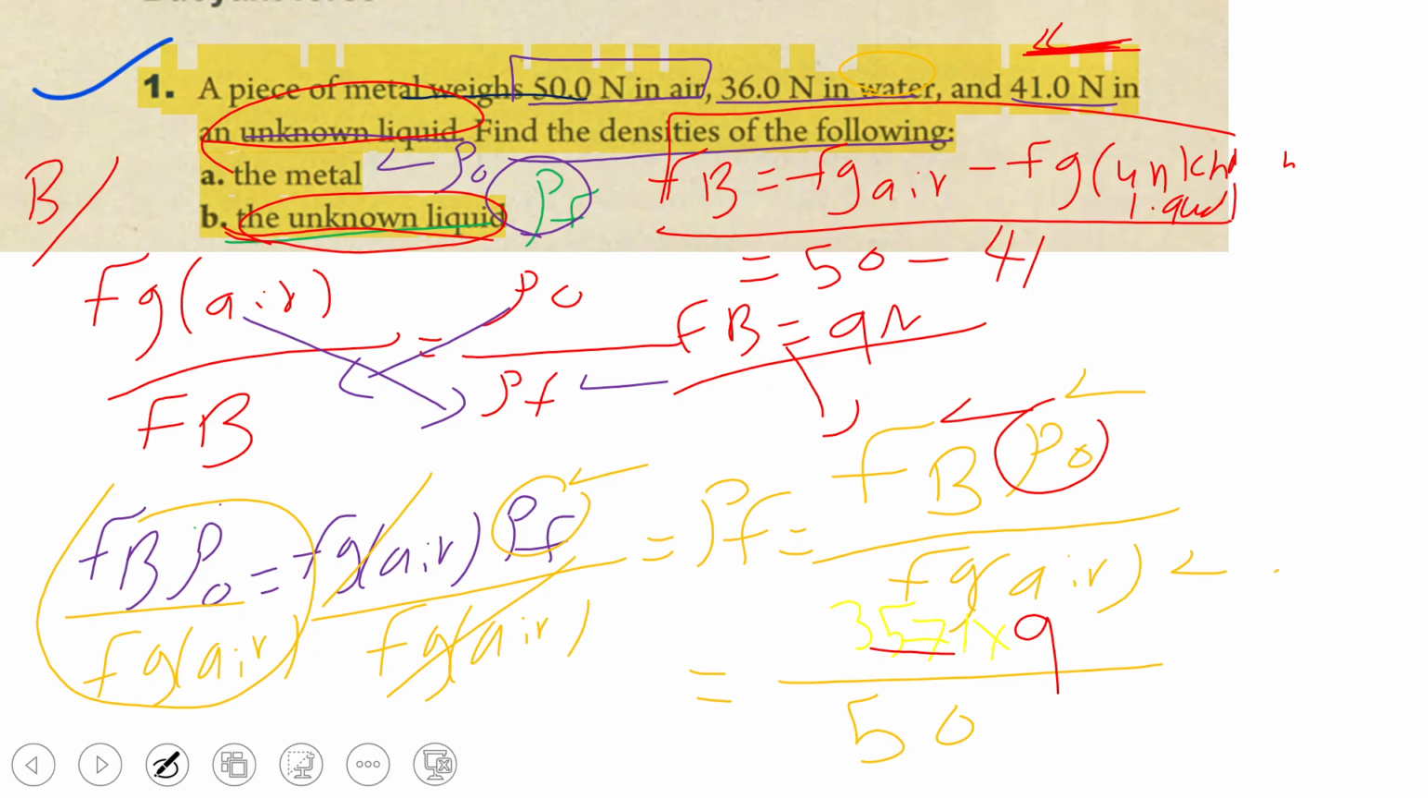So multiply the answer, let me check the answer. 3571 times 9 and divide by 50. The answer is 642.78. The density of the unknown liquid is equal to 64... Here there's no space. Wait a minute. Let me write in here. The answer, density of the fluid, equal to 642.78. There's no place. That's why you cannot write it. Wait a minute.